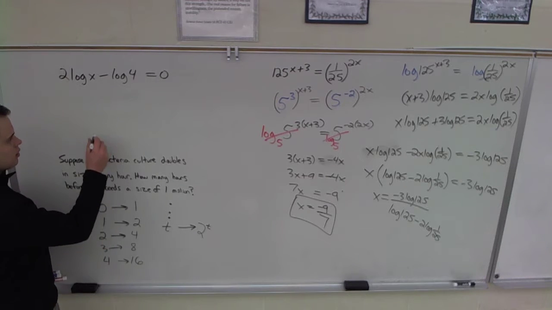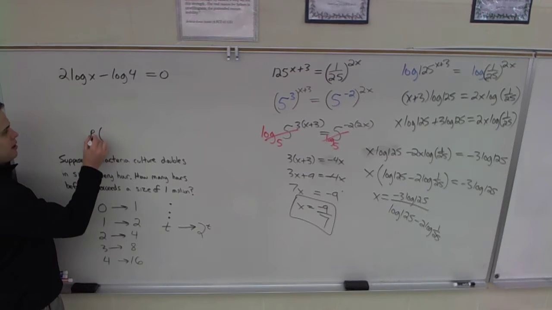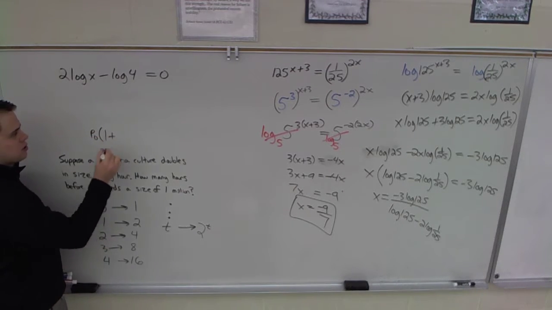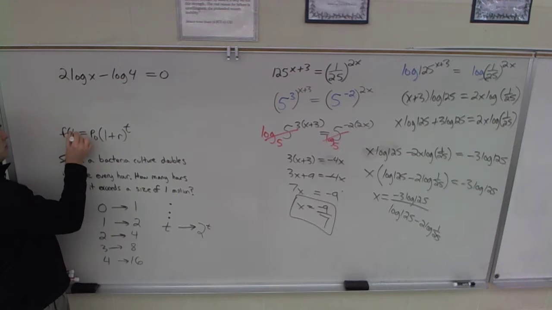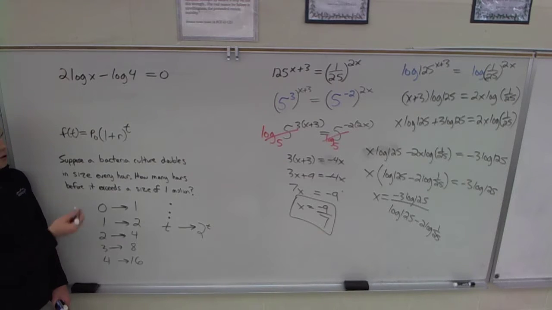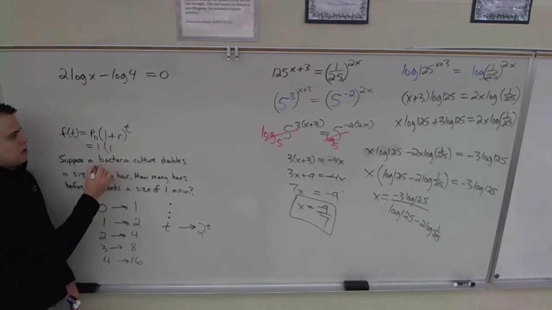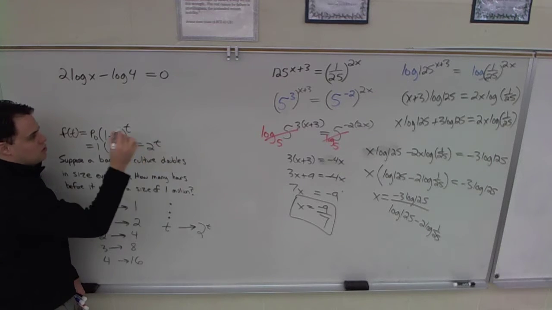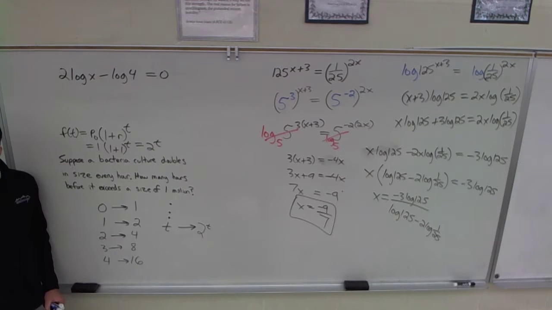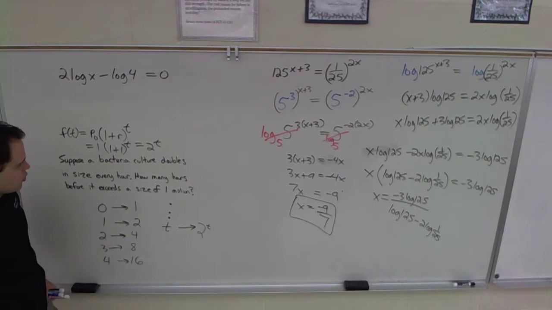If you instead wanted to think of that as the initial amount times 1 plus r to the t, you can do it that way too. The initial amount is just 1. If it's doubling, you take 100% and add another 100%, so you end up with 2 to the t. So a couple different ways to think about that. We want to know when it's more than 1,000,000 though.